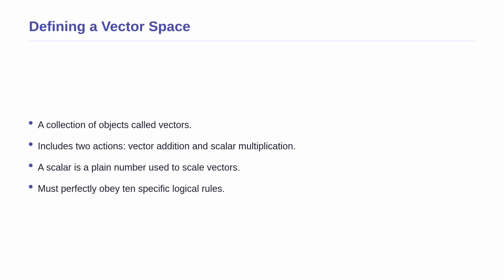A vector space is simply a collection of objects which we call vectors. Along with these vectors, we define two specific actions: vector addition, which combines two vectors, and scalar multiplication, which stretches or shrinks a vector using a plain number, known as a scalar. For this collection to officially be called a vector space, these actions must perfectly obey 10 specific rules or axioms. If even one rule fails, the entire collection breaks down.